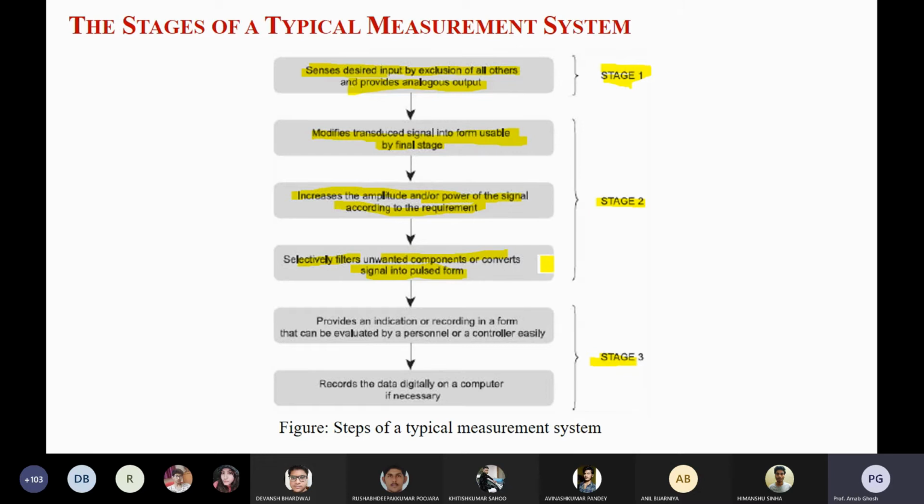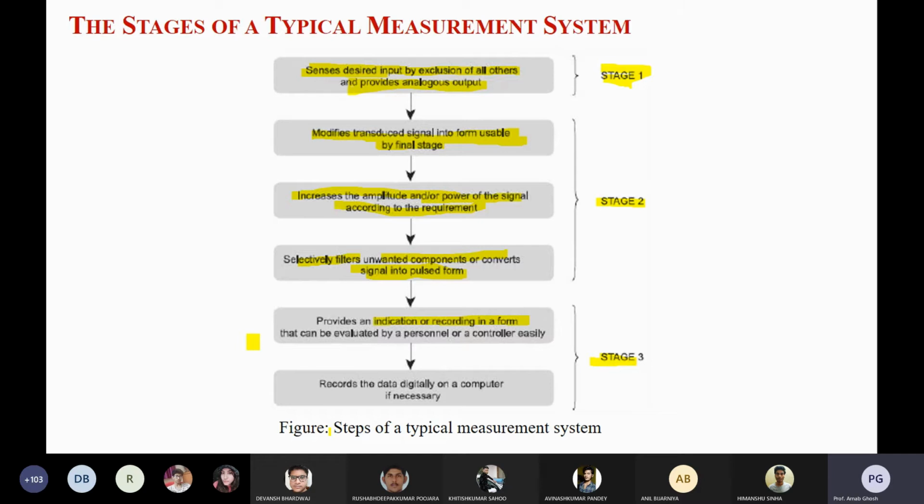Okay, so the final stage provides the indications or the recording, which can be easily read by a person or the controller. So the system may be indicating, or recording. If you design a costly system, definitely it can record the data. Otherwise only simple things will be there, like a pointer pointing out the value you are measuring, so that you can find it from there.